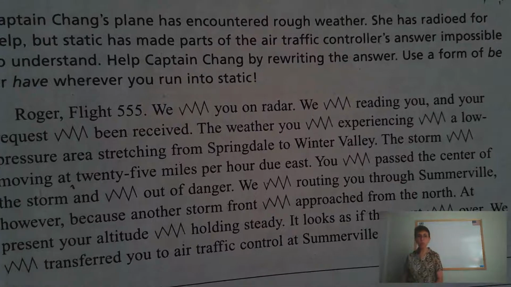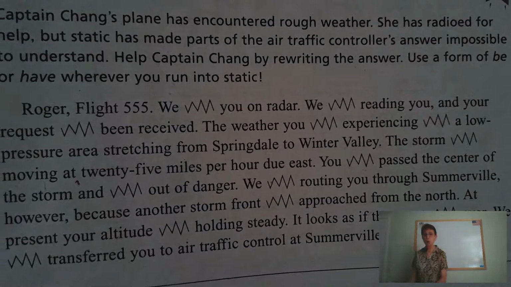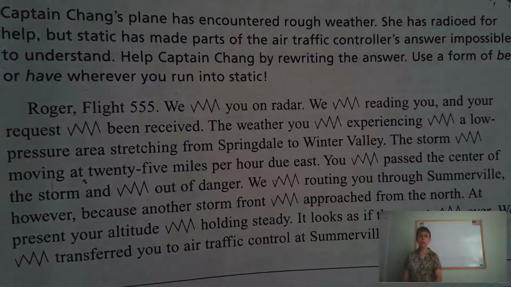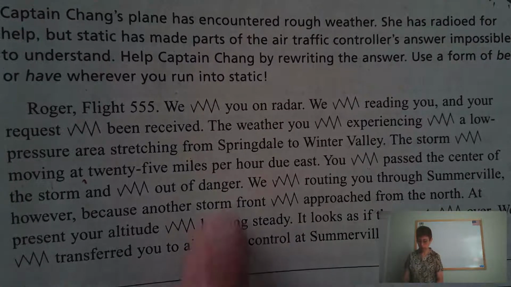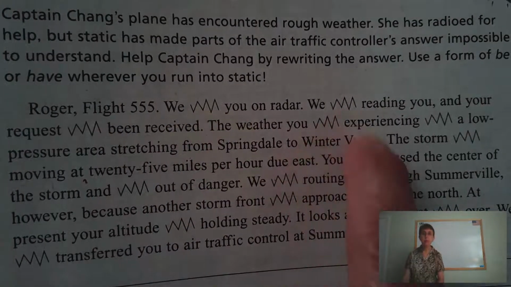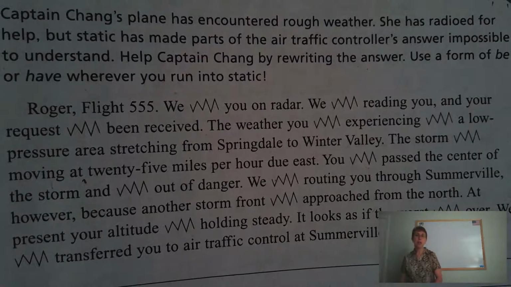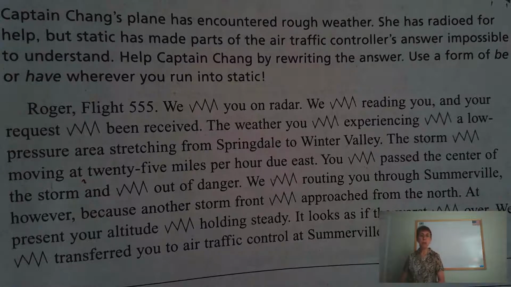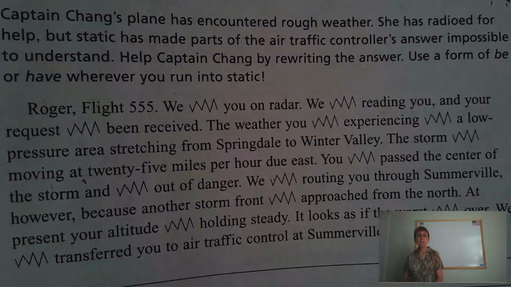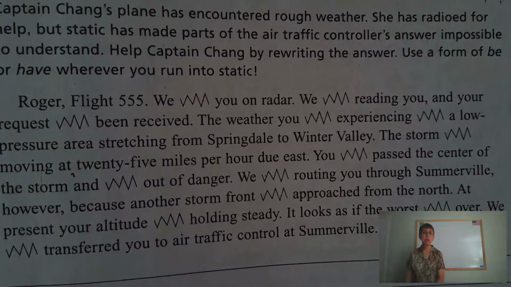So I'm going to read through this now, and then you'll go back and we'll rewrite it down below, filling in. The static is indicated by these up and down lines that look sort of like some mountain peaks. That's the static. Those are the places where you need to fill in a form of be or have. So let's listen to this, please.